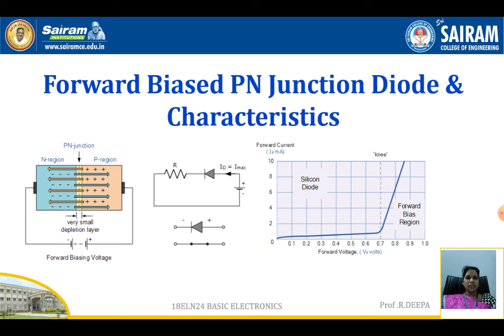Coming to the characteristics, it is drawn between the forward voltage, that is the forward bias applied to the PN junction diode, and the forward current. Here we have analyzed the characteristics for a silicon diode. For the silicon diode, as soon as the forward voltage is above 0.7, there is a steep increase in the forward current, which is shown in the figure, and it is named the forward bias region. So we can conclude that during forward bias, there is a flow of maximum current above 0.7 volt for the silicon diode.